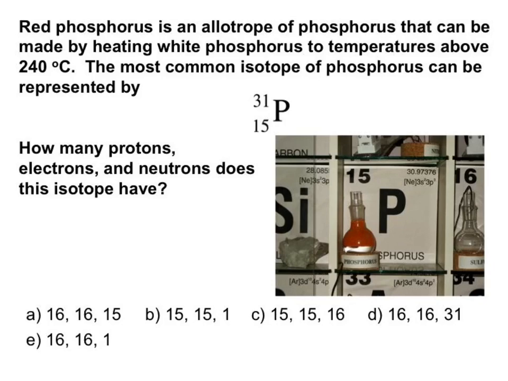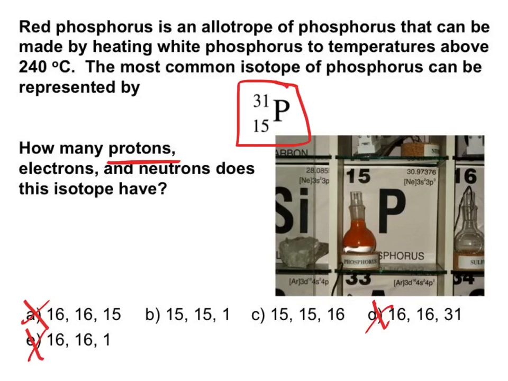Okay, let's practice. Red phosphorus is an allotrope of phosphorus that can be made by heating white phosphorus to temperatures above 240 degrees Celsius. The most common isotope of phosphorus can be represented by this nuclide right here. How many protons, electrons, and neutrons does this isotope have? So first of all, how many protons do we have? 15. So we need to find the one that has 15 represented as the first number. A does not represent that. B, possible. C, possible. D, no. E, no.